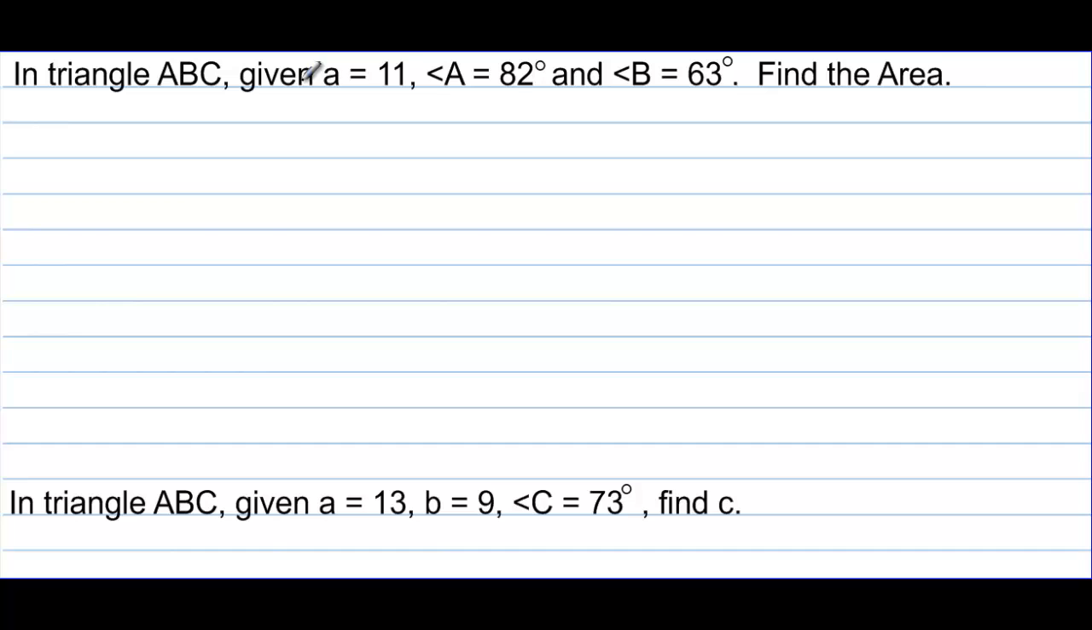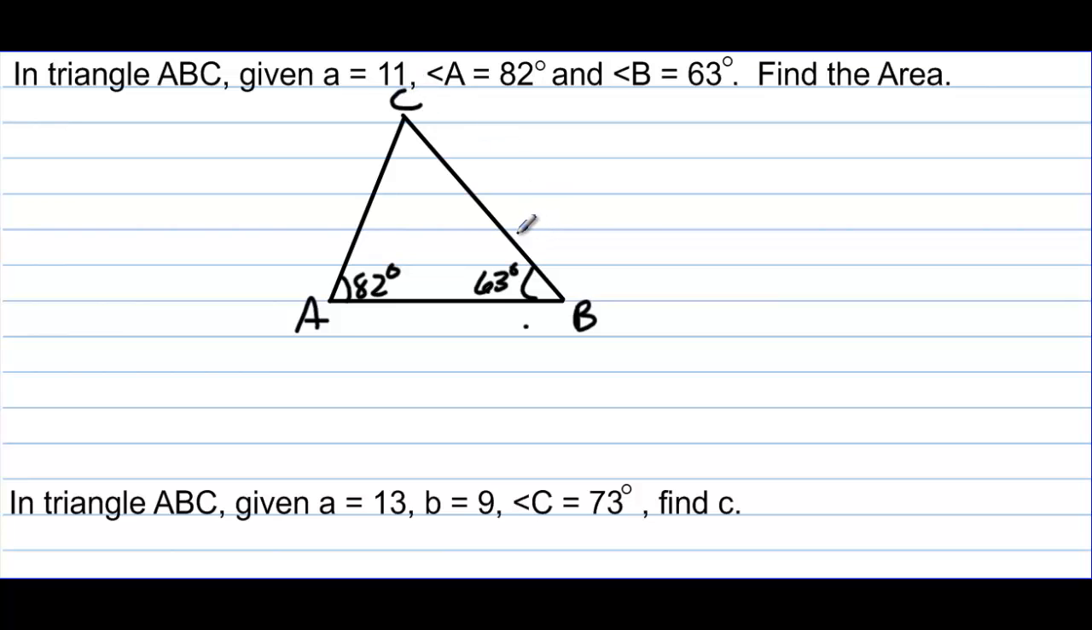In triangle ABC, given A is 11, angle A is 82 degrees and angle B is 63 degrees, find the area. So I need an 82 degree angle and a 63 degree angle. So let's say this is 82 and this is 63 degrees. Here's the 82, here's the 63. Now that's angle A, this is angle B, so this is angle C. They tell us that side A is 11, so that puts that there.